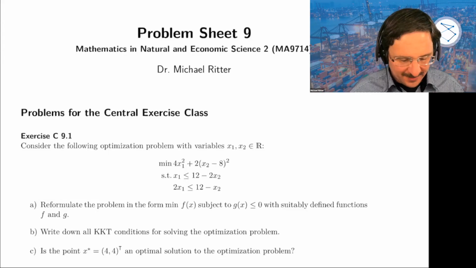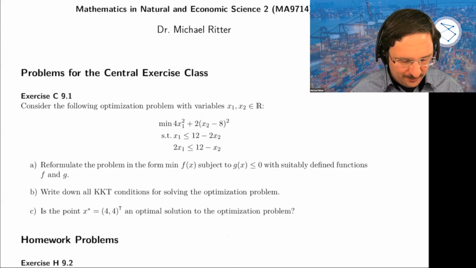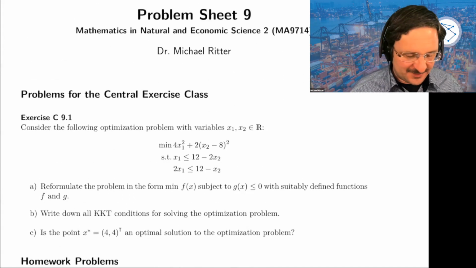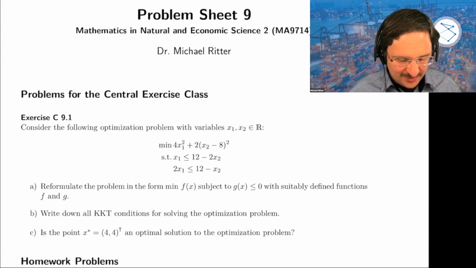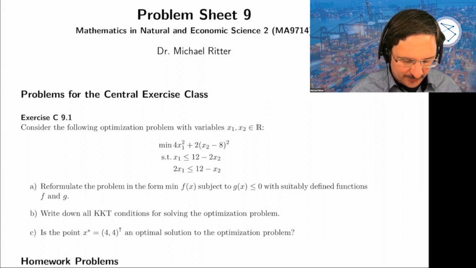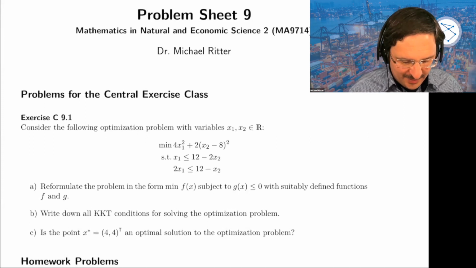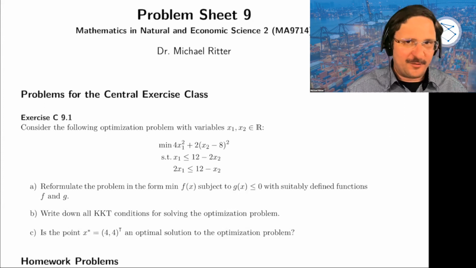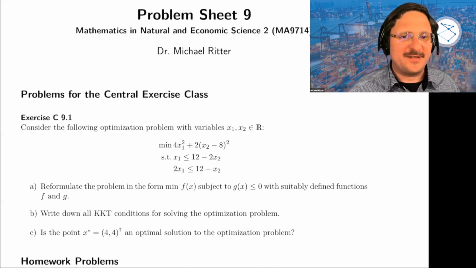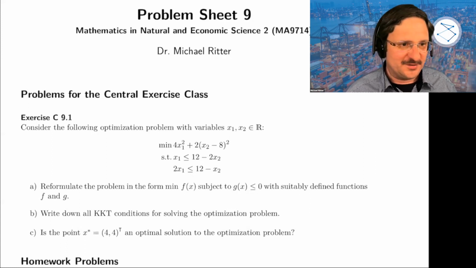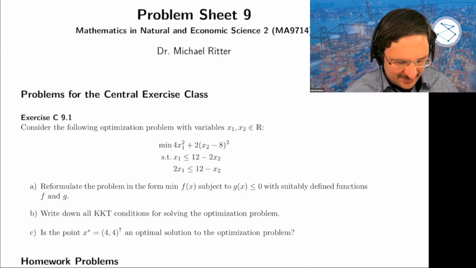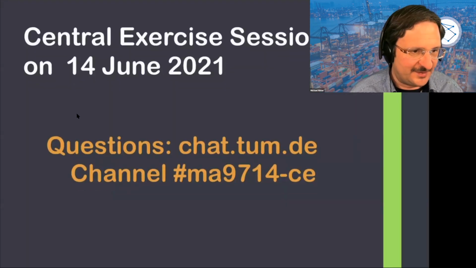Okay, let's get started. So here's sheet number 9. Basically, one problem for the central exercise session today, C91, where we have an optimization problem that we want to solve. And we are going to do this using the method of Karush, Kuhn, and Tucker. And you might have noticed by the manner the questions are stated, this has actually been an exam question in previous years. So let's have a look at this exercise here.